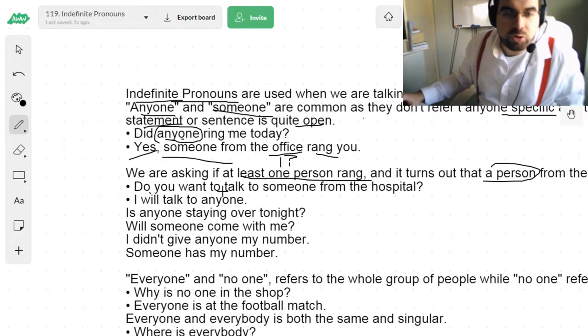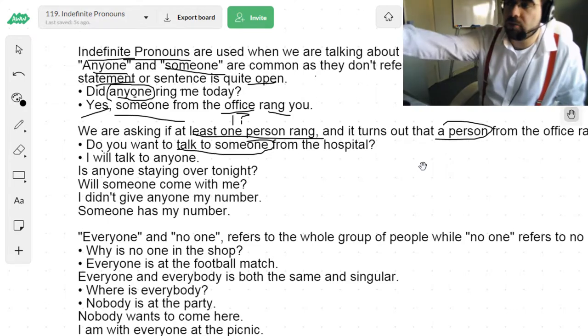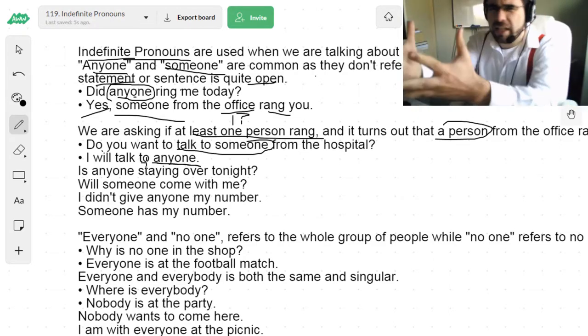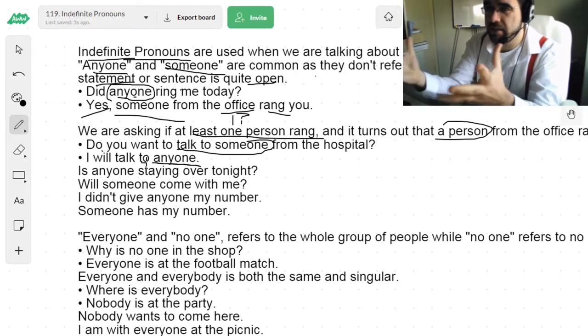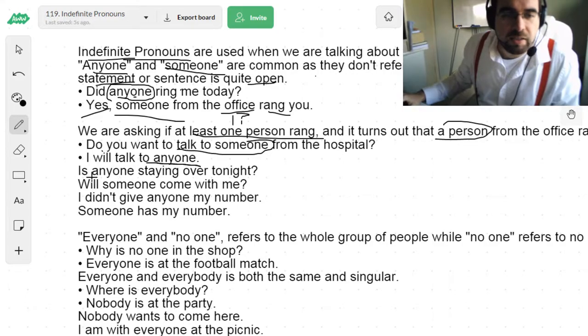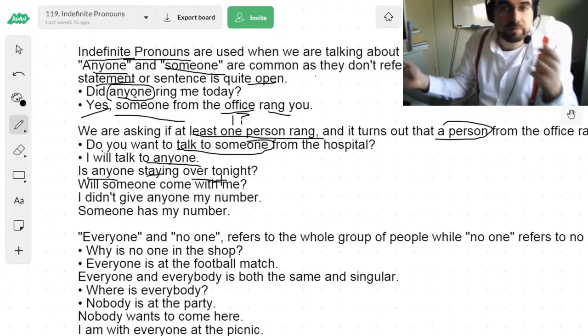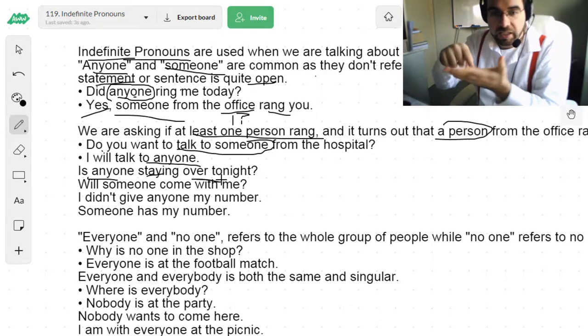Do you want to talk to someone from the hospital? Someone from the hospital. Maybe. I will talk to anyone. Anyone, please, anyone. Is anyone staying over tonight? They're not going to go home. They're going to stay here with me.